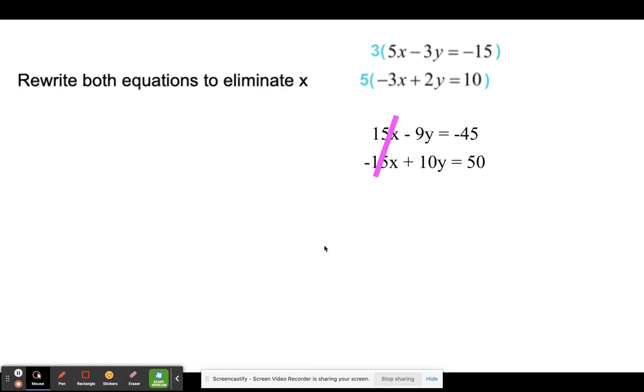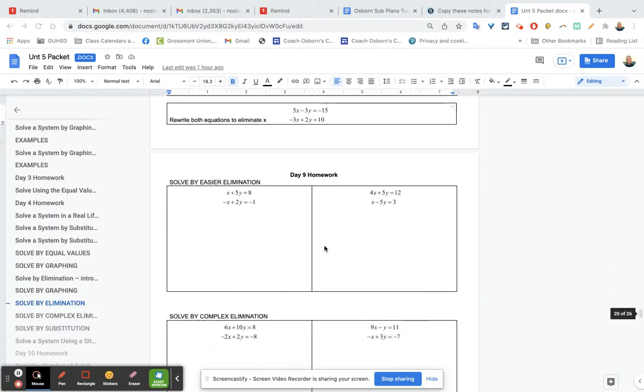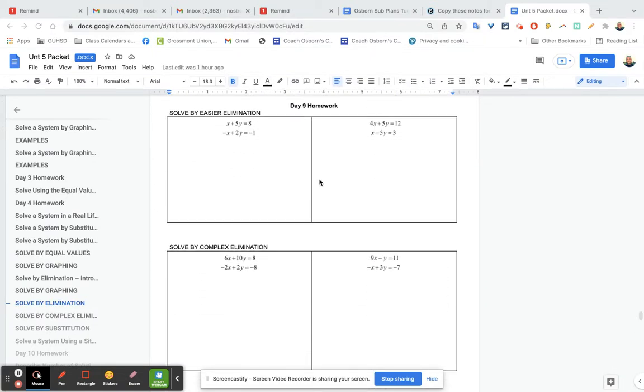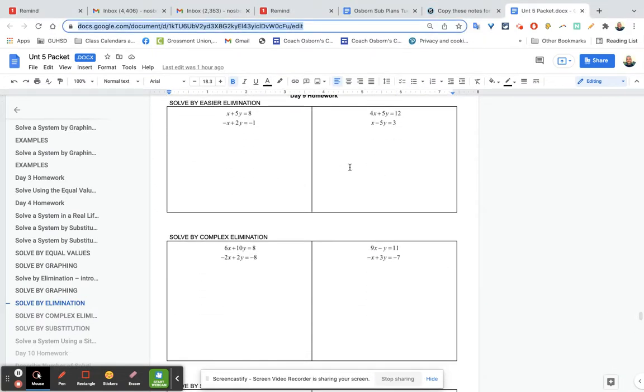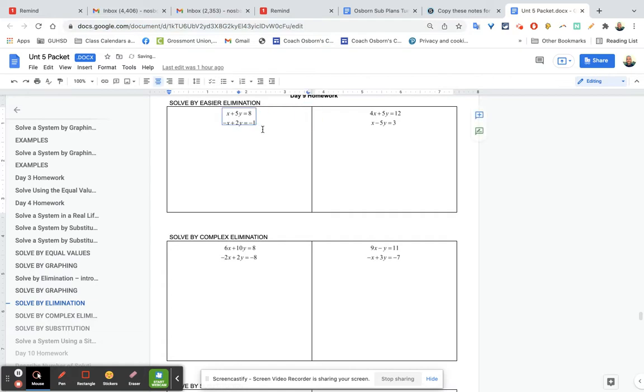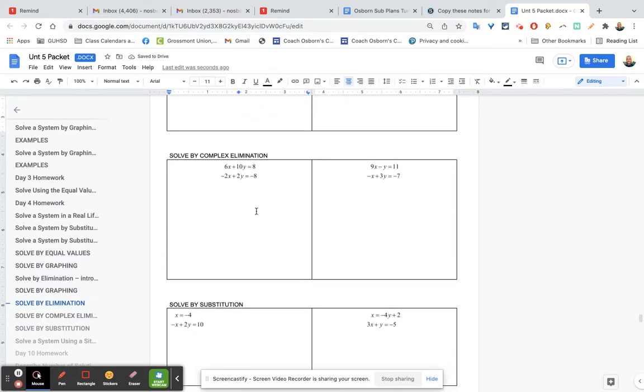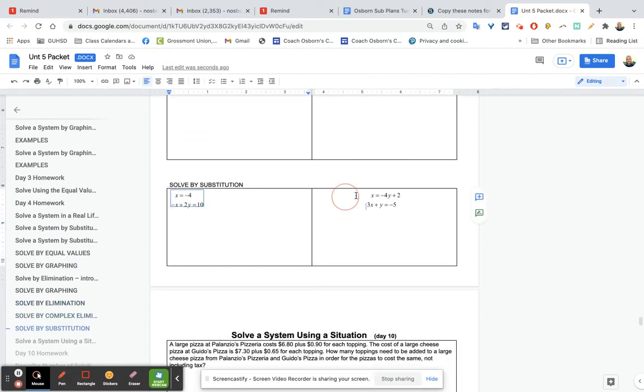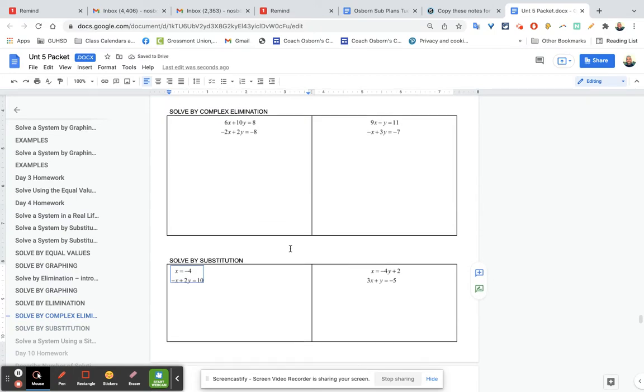Okay, so guys, for homework, you finish this next page, day 9 homework. Here you're going to have the easier elimination where you can just eliminate right away. The complex elimination is where you have to multiply, and then this is substitution. You remember where you have to plug it in. Okay, so that's your homework. All right, that's it.